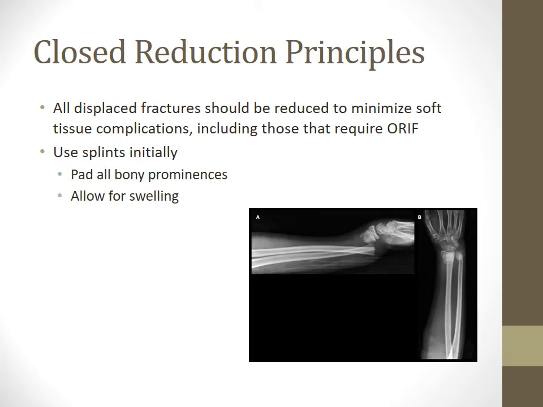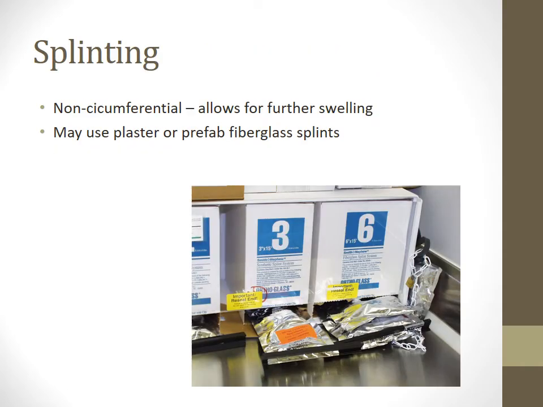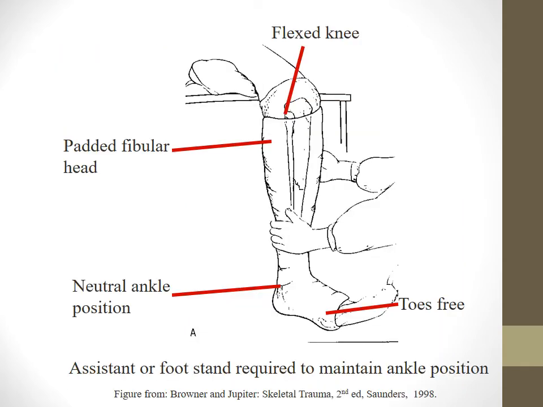Closed reduction principles I'm not talking about too much, but essentially you want to make things that are unstable stable, and you want to pad all bony prominences. You want to allow for swelling in the way that you splint something. You don't want to cause further problems. So splinting with fiberglass is good if you're in a clinic, or a SAM splint out in the field, but wrapping something circumferentially, you want to keep that foot neutral, dorsiflexed a little bit.